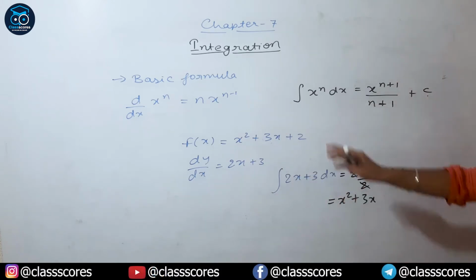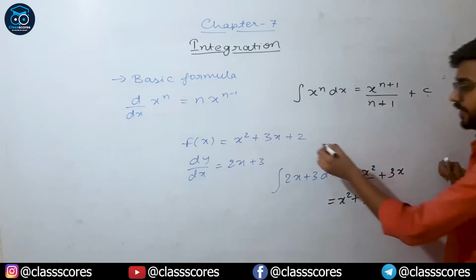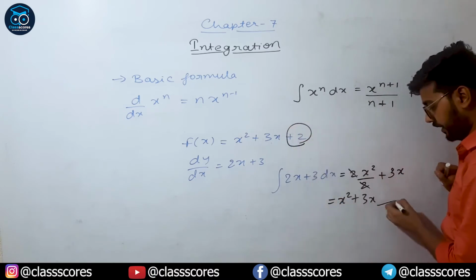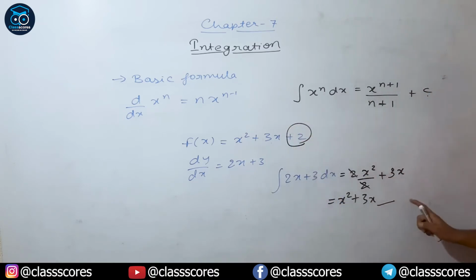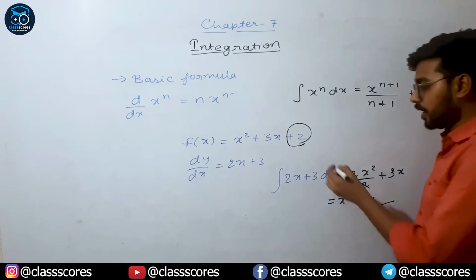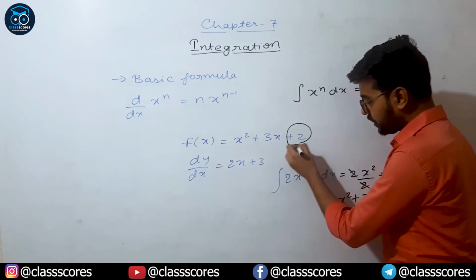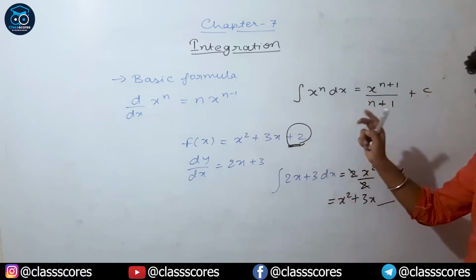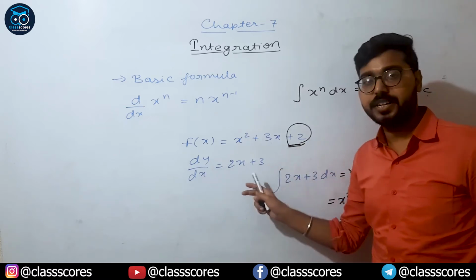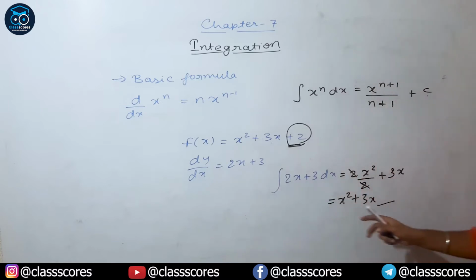Are these equations the same? No. Here it contains 2, and here it does not contain any positive constant or any constant. Why? Because this constant will be eliminated at the time of differentiation.